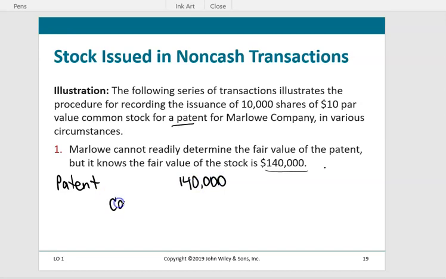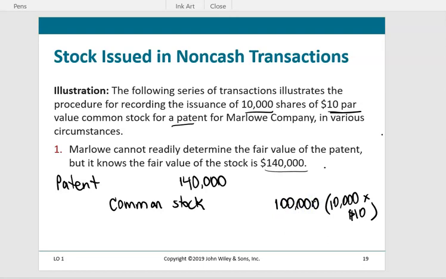Common stock is being given up, and that common stock does have a par value. It's a $10 par, and we're giving out 10,000 shares. So that's the amount that we're putting into the common stock account at par, but then we're also going to use an additional paid-in capital above par account. The amount above the par value, $40,000, is going to be recorded directly into the account additional paid-in capital common stock.